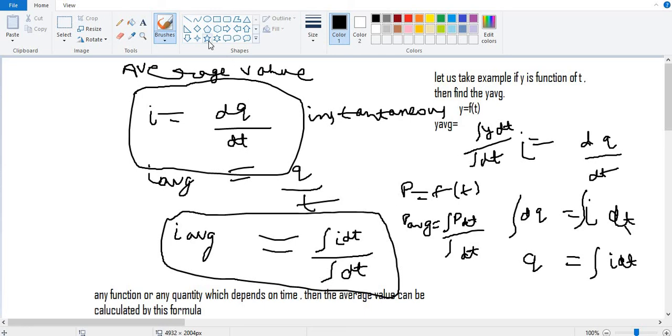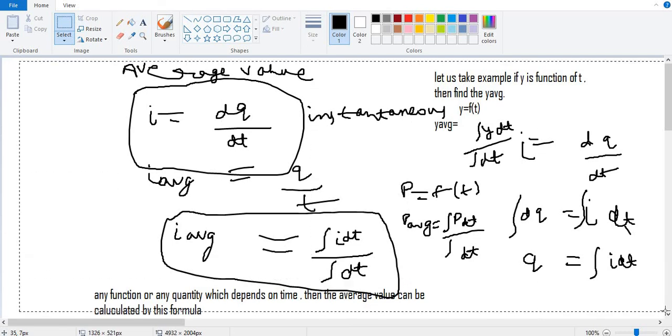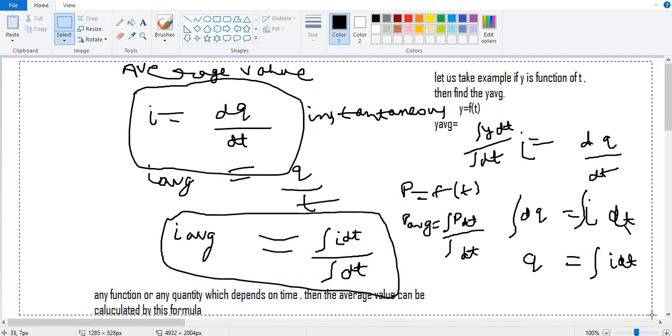So what is the average value, and when do we have to use this formula, I average is equal to integration of I dt by integration of dt? Whenever any function or any quantity depends on time, the average value can be calculated by this formula. So hope you are clear. Now we will see one question, then it will be easy for us.